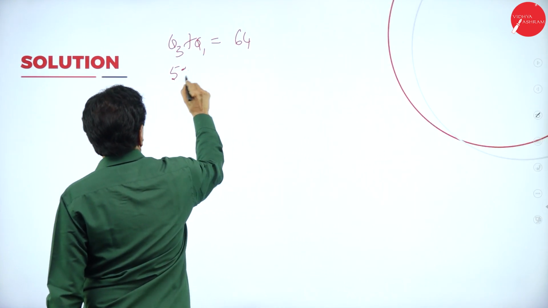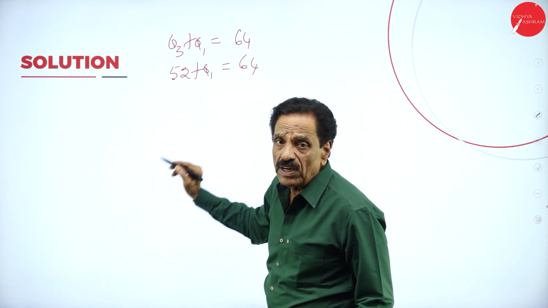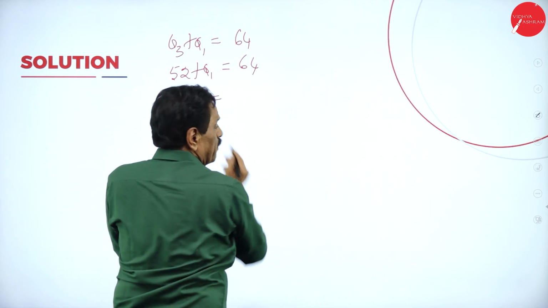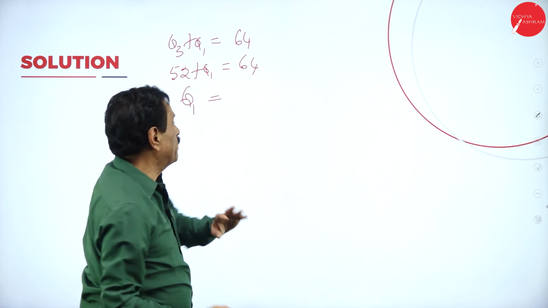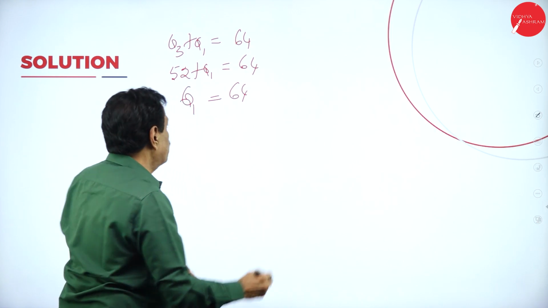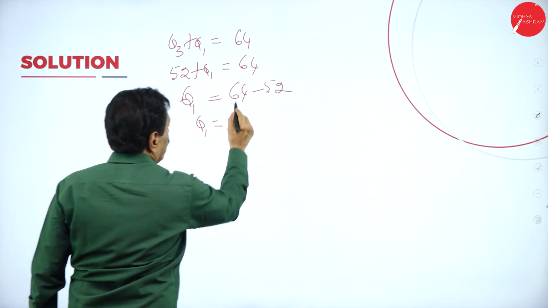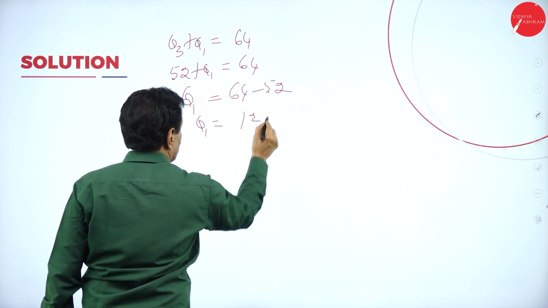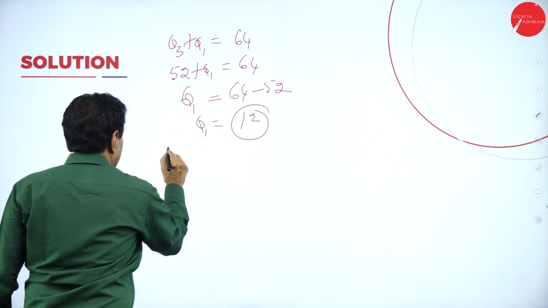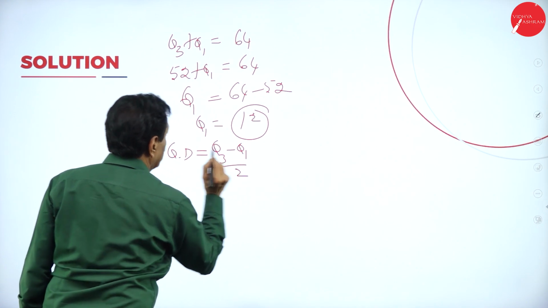52 plus Q1 is equal to 64. You want to find out the value of Q1. You take plus 52 to the other side, it becomes minus 52. 64 minus 52 is 12. So Q1 is 12. Now apply quartile deviation: Q3 minus Q1 divided by 2.